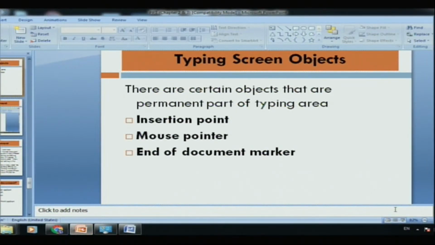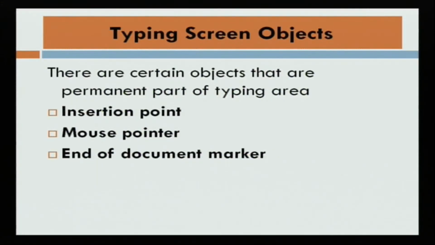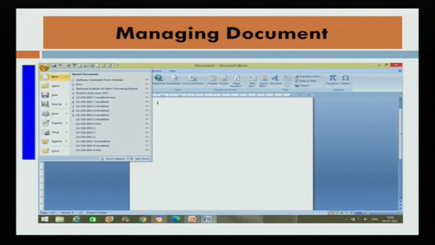Moving to the next part, now we will see how to manage the document. Whenever we click on this office button, we get a number of sub options like new, open, save as, print, publish, close and many more. I will show you how to open a document, how to create a new document, and how to save the document.